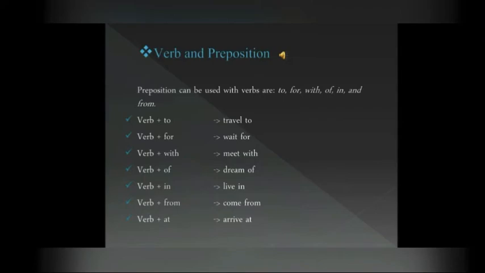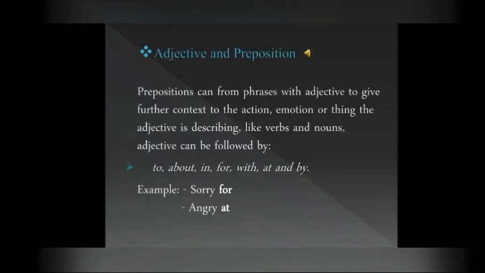And then verb plus from. For example, come from, and the sentence is, Rara comes from Japan. And the last, verb plus at. For example, arrive at, and the sentence is, we arrived at the hotel in the morning. Types of preposition. That is divided into four, the first is preposition of time, the second is preposition of place, the third is preposition of movement, and the last is preposition for direction.